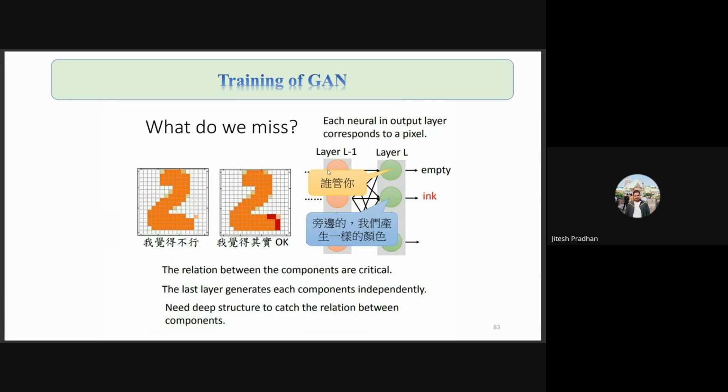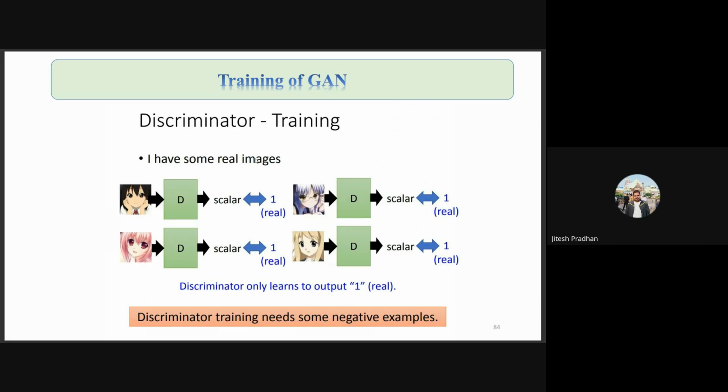Now, look at another example. It's the training of the discriminator. So how does discriminator training basically work? We will have these real examples. Real examples mean the output will be 1. Look here, a scalar means from this we have generated some probability value, and based on that we predict whether it's real or fake. 1 means real, 0 means fake.